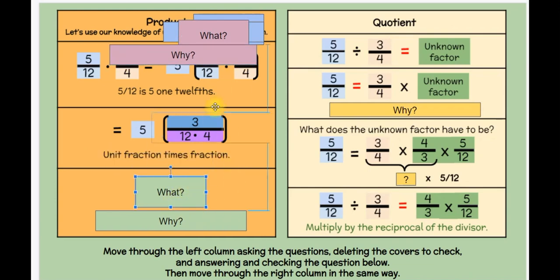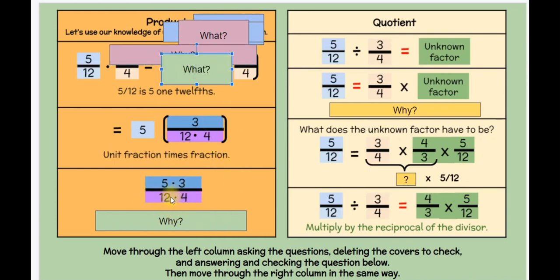Then we're going to do what? And students would say 5 times 3/12 times 4. Why? Because a whole number times a fraction means we're going to take that whole number times the numerator, and the denominator stays the same. So again, I'm just reading it as I go, and students are saying all of these pieces.